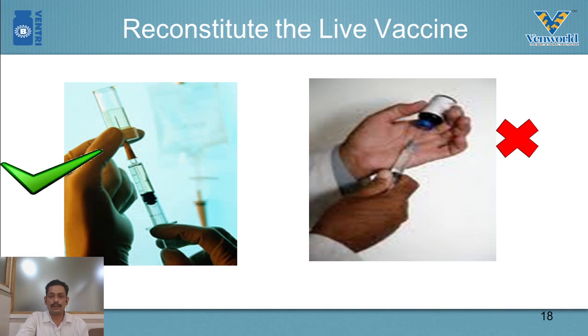I just want to inform you of this point: when we are doing this reconstitution method, we should not hold the diluent bottle in the middle portion, because sometimes the heat generated by our hand is transferred to the bottle, and there are chances of reduced efficacy or storage breakage. So always handle the vaccine bottles at the neck region. This is one point I want to inform you.